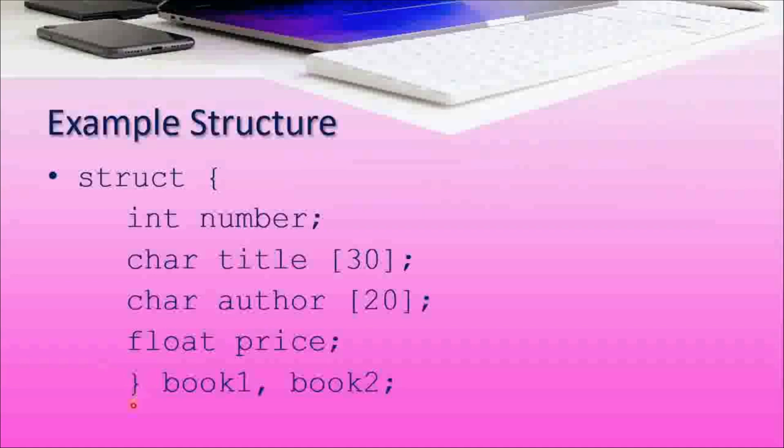Then we close the braces and give the variables list. So book1 as well as book2 will be of type this particular structure, and book1 will have all these 4 members, all these 4 fields in it. Book2 will also have all these 4 fields in it. You should remember that each member or field should end with a semicolon. So that is how a structure is normally defined in a C program.